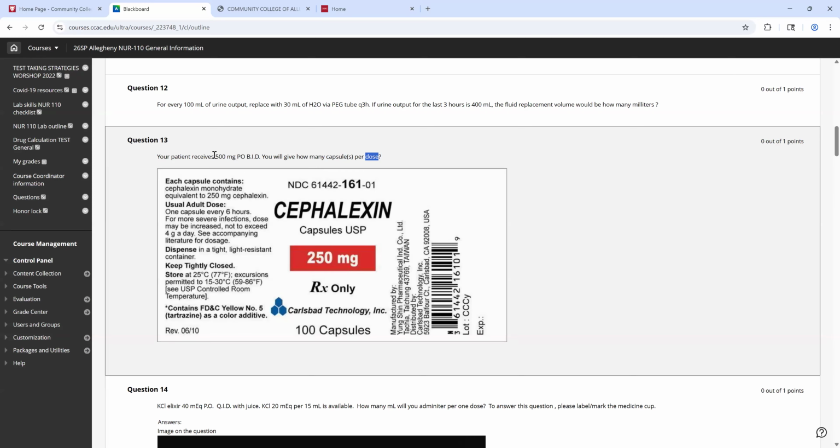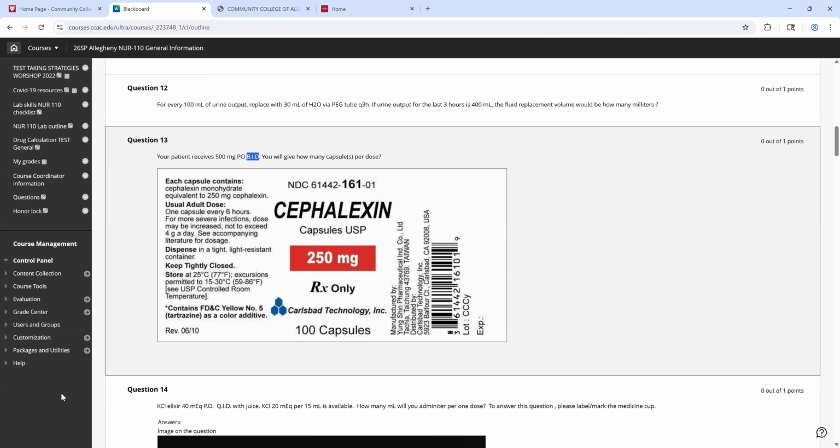So it says your patient receives 500 milligrams. PO means per oral or by mouth. BID means 2 times per day. And I talked about how you can learn the different ways to learn the shorthand. There's that sheet on Blackboard that you can reference, or just pick up as you'll hear me explain what each of these things mean.